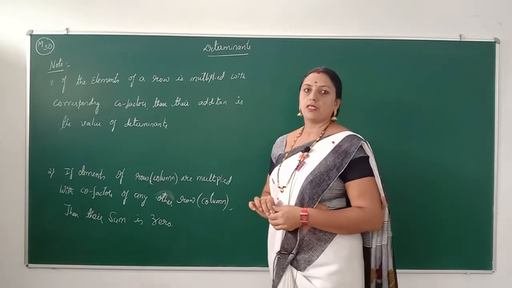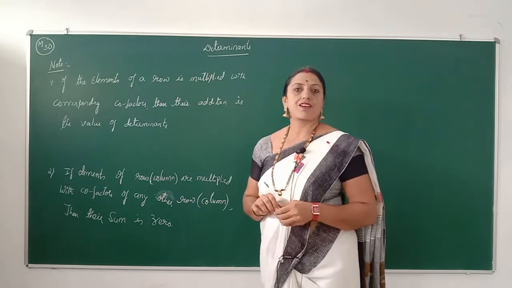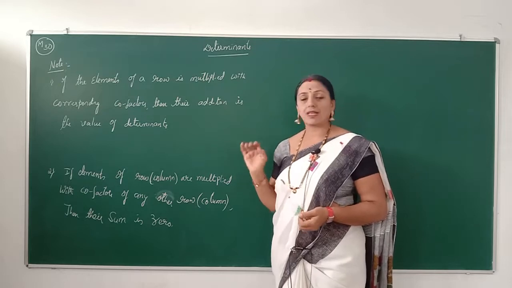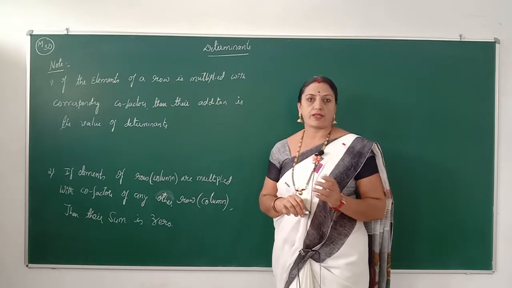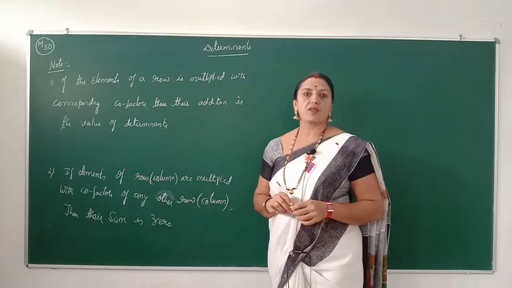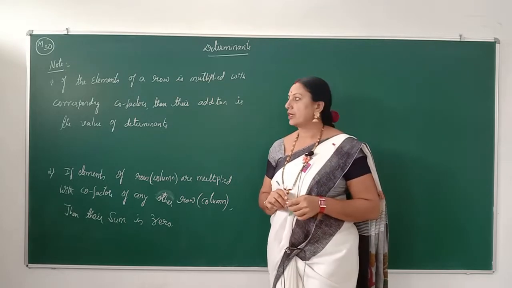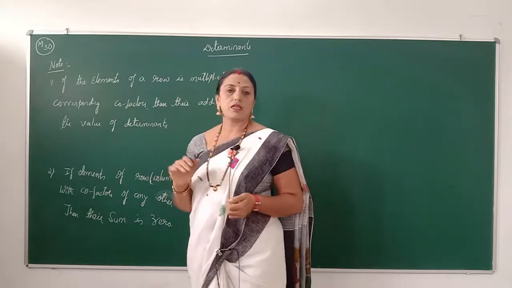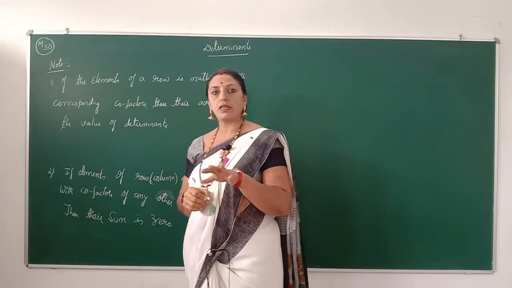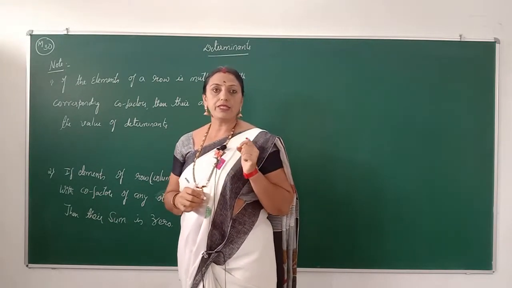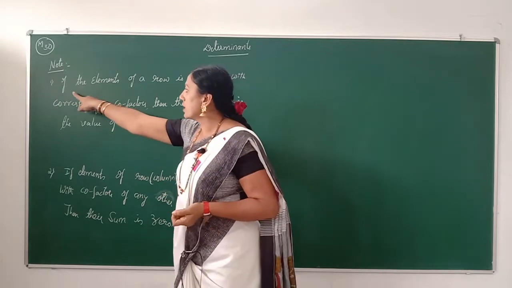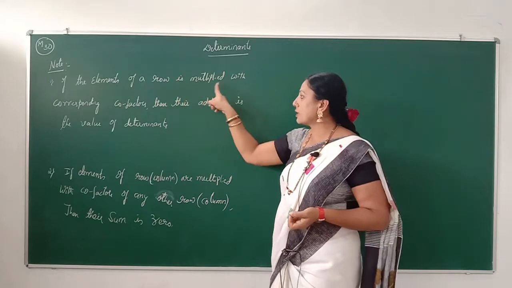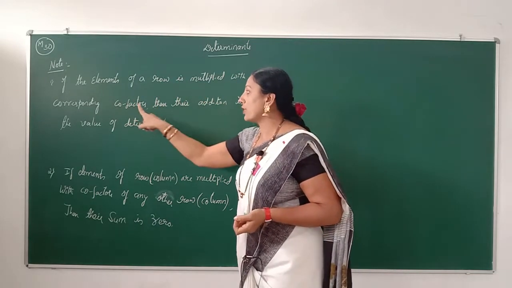So in yesterday's discussion we solved some problems on the basis of minors and cofactors. Today we also continue with some conditions on the basis of cofactors and the corresponding elements of the determinants. Now, let us remember two different points on the condition of cofactors related to the elements of the determinant. So the first one is, if the elements of any row or any column are multiplied with the corresponding cofactors.